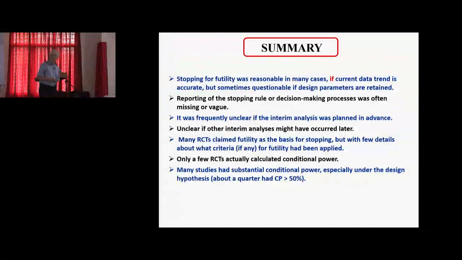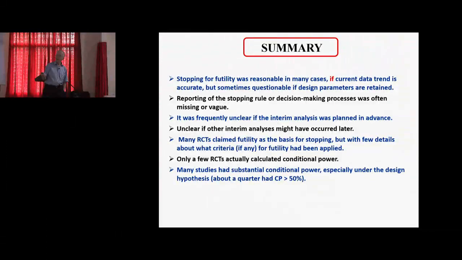Okay, so summarize that then. Here are the main messages. I think that based on those conditional power calculations, stopping for futility was reasonable in many of the cases, but only if the current data trend is accurate. So if you think that is the best estimate of the treatment effect, then you're probably right to stop. The conditional power usually turns out to be very low. But sometimes it's rather questionable if the original protocol is retained. So that's a critical question for you. How much do you believe the original protocol, based on everything you knew at the start of the study?